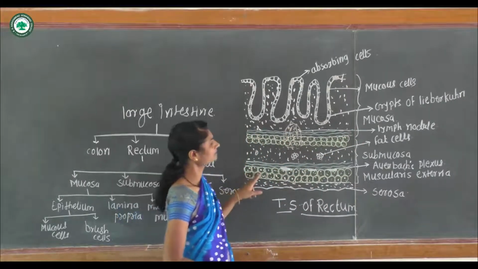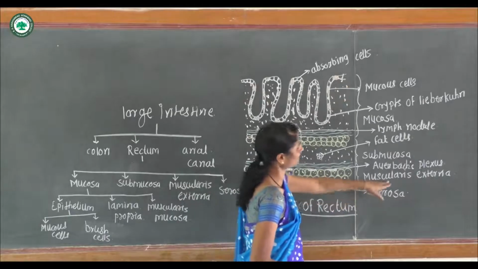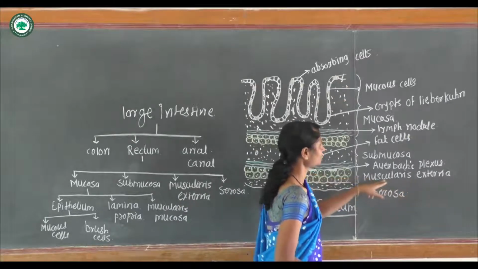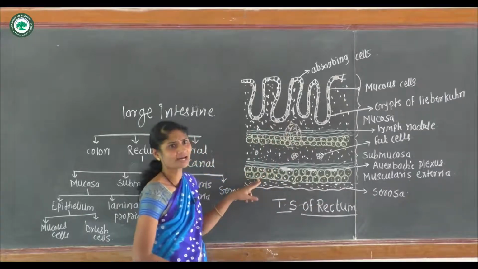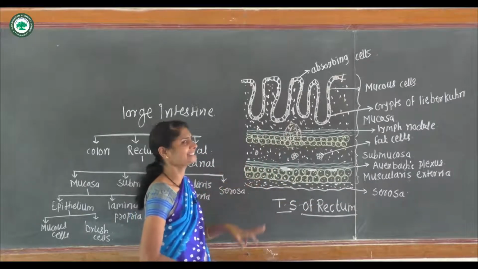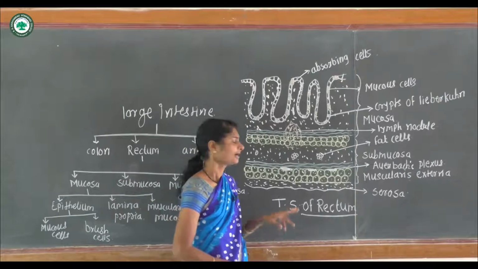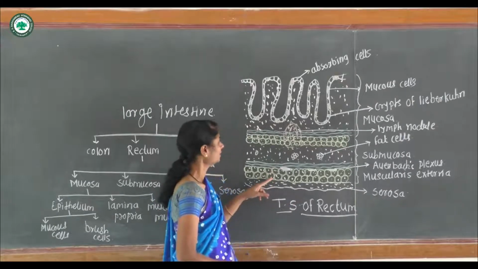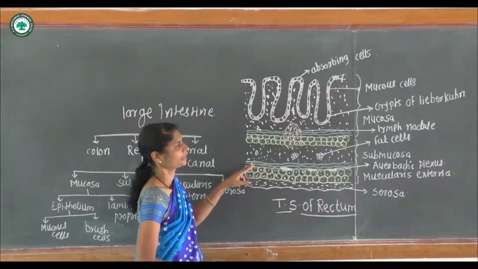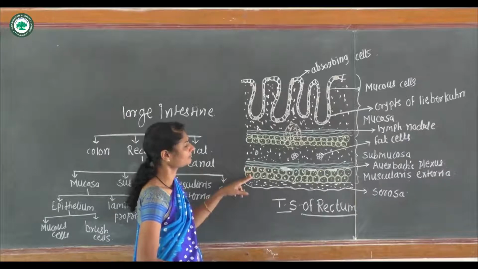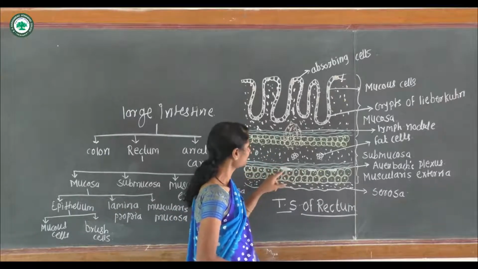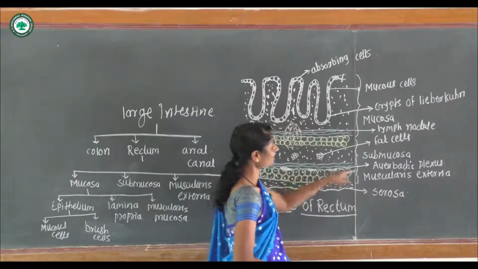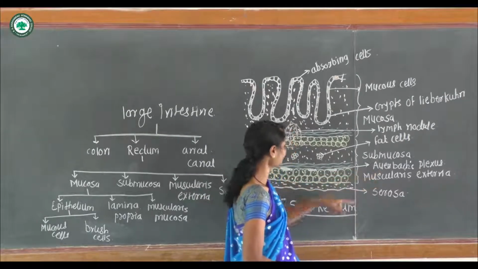Next layer is muscularis externa layer. In this muscularis externa, smooth muscles are present, and these smooth muscles again form 2 types, inner circular muscle and outer longitudinal muscle. In between these two muscles, Auerbach's plexus is present.